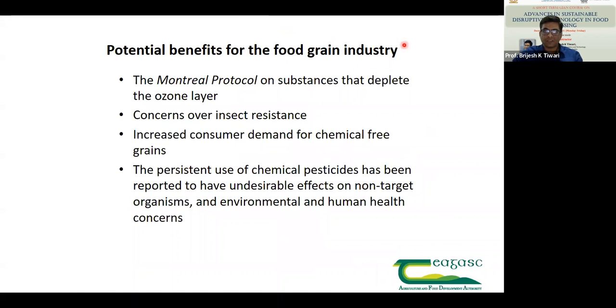So what are the benefits of using ozone in the food grain industry? Because of the Montreal Protocol, certain pesticides which can deplete the ozone layer were banned. There are concerns with insect resistance and consumer demand for chemical-free grains, and persistent use of chemicals was reported to have environmental, social and health effects, but also antimicrobial resistance. So ozone is the cleanest one, which is green, generally recognized as safe, and does not leave any residue.